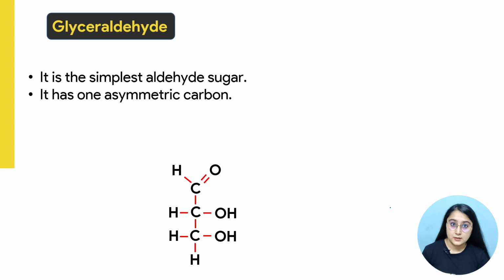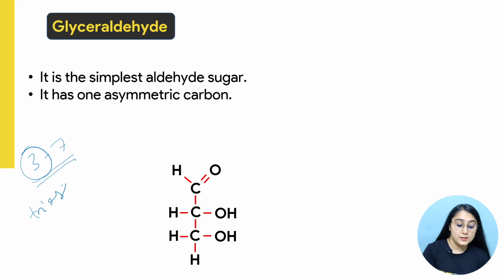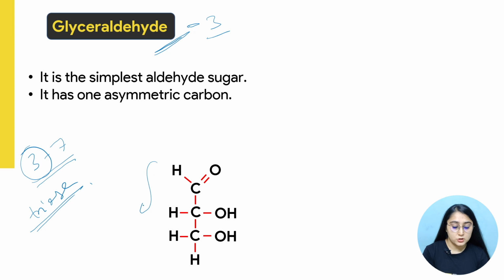As we have just discussed, monosaccharides can have from 3 to 7 carbons, with 3 being the least and called a triose. So glyceraldehyde is an example of a triose which contains only 3 carbons. If we look at the structure of glyceraldehyde, it is the simplest aldehyde sugar, and we see that the second carbon over here is an asymmetric carbon.